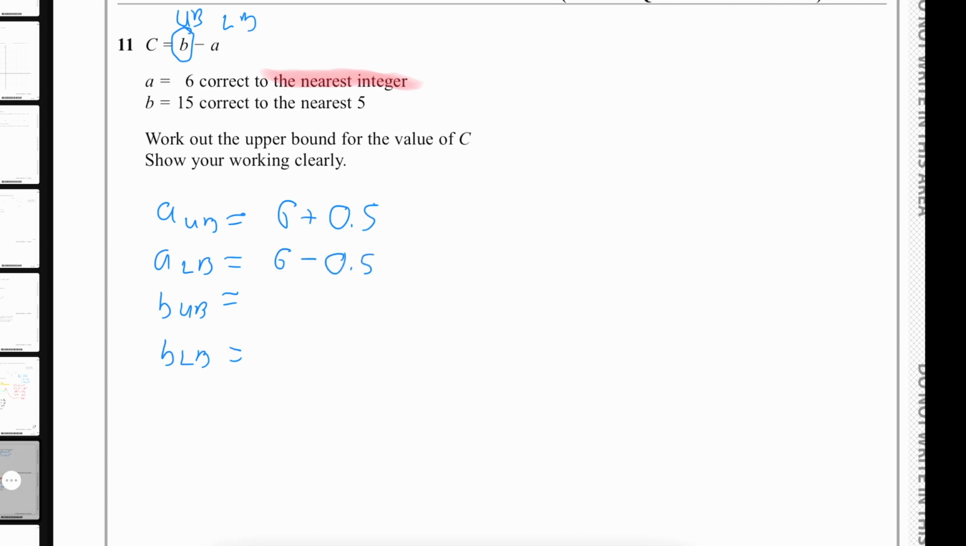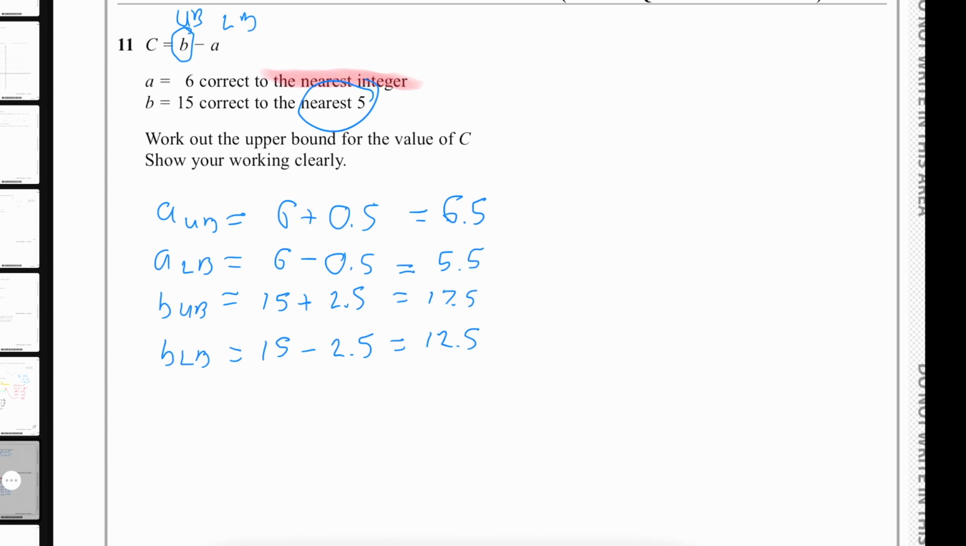For B, it's correct to the nearest 5. So again, 15. Upper bound, I add 2.5 because it's half of my value. And then 15 minus 2.5. And this way, whatever the question throws at you, you know all the information and you don't have to think about it again. And that's 12.5. All right, so there's our upper bounds and lower bounds.